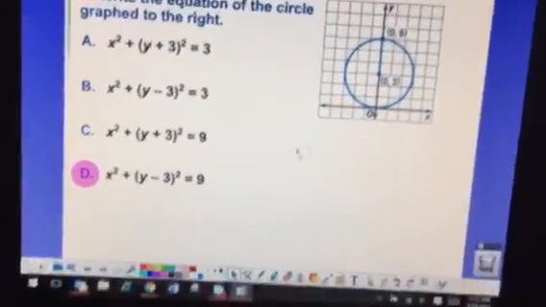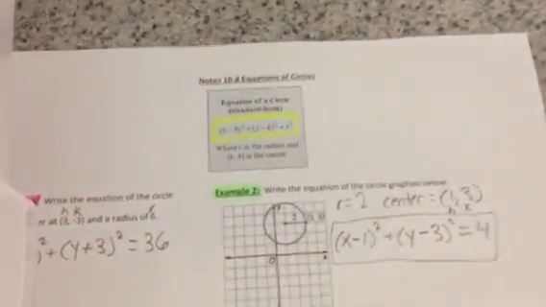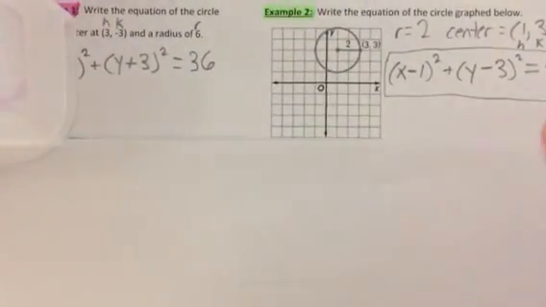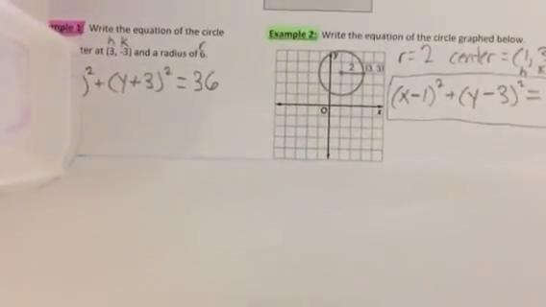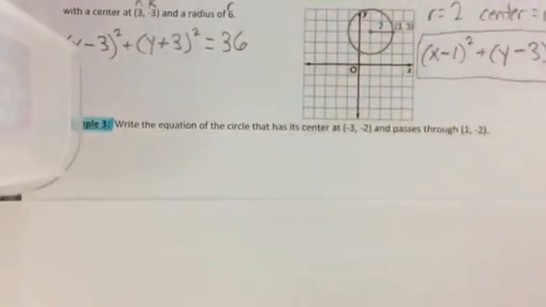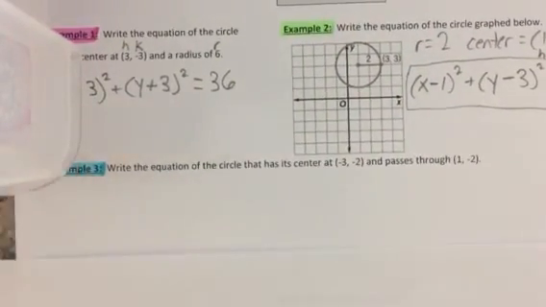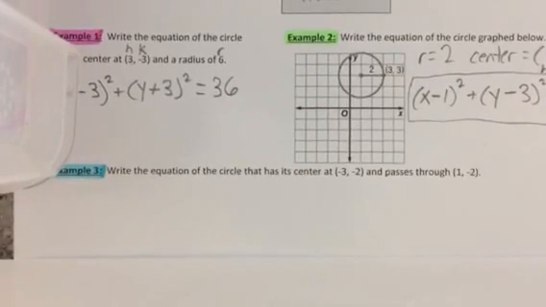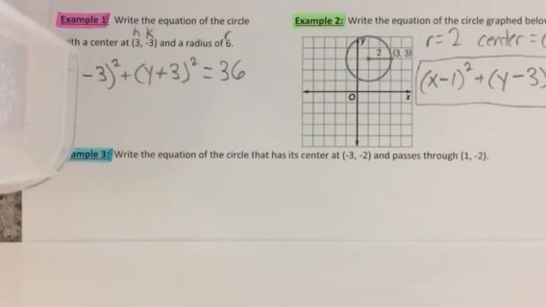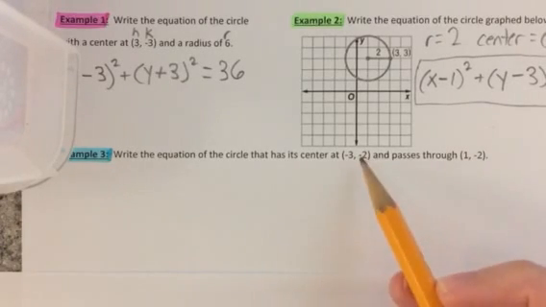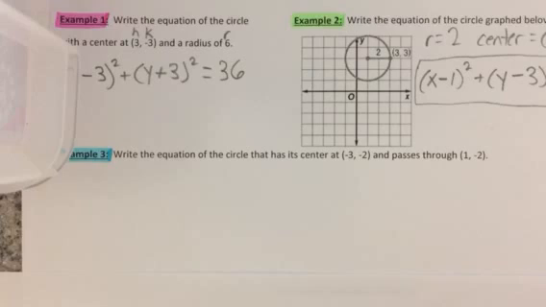All right, let's look at our last example now. Okay, so there's a third type of problem I could give you, and that would look something like this. It says write the equation of the circle that has its center at (-3, -2) and passes through (1, -2). So think again the 2 things that you need to write the equation of the circle. It's always going to be the center, which they give us, and then the radius, which they don't give us. So that is what we have to find.